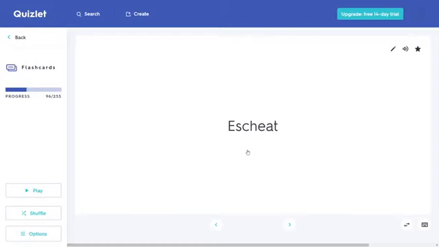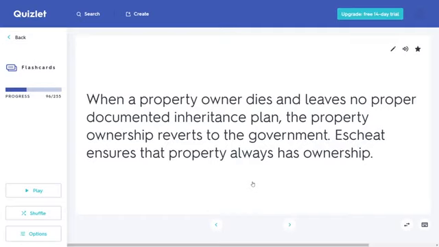Escheat. Okay, another one of my favorite terms. Escheat. All right, so here's a few seconds for you guys to think it over. Okay, do you guys know what escheat is? If not, it's no biggie, but you gotta know now.